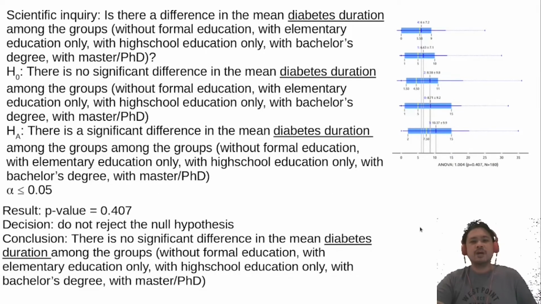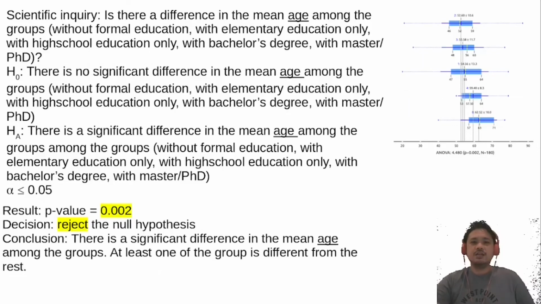Next, how about the diabetes duration? It is still the same. The p-value is 0.407, which is bigger than alpha. So, we will not reject the null hypothesis. We can conclude that there is no significant difference in the mean diabetes duration among the groups. Is there a difference in the mean age among the groups?